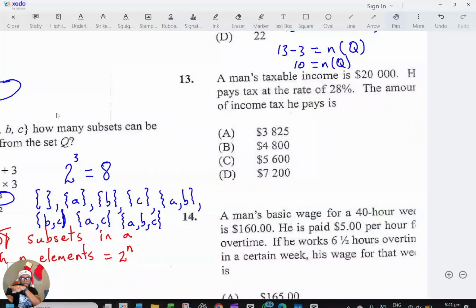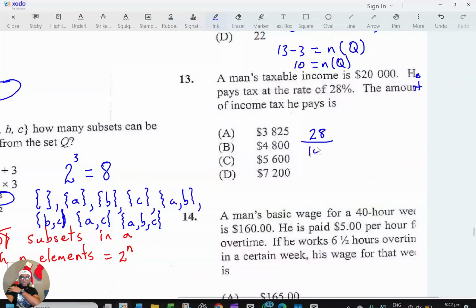So, see if I can do it. We're reading it together, right? A man's taxable income is $20,000. This was what he pays. He pays tax at a rate of 28%, right? That's the rate he's paying tax at. The amount of income tax he pays is, if he pays tax at a rate of 28%, we just need to find how much the tax is, right?